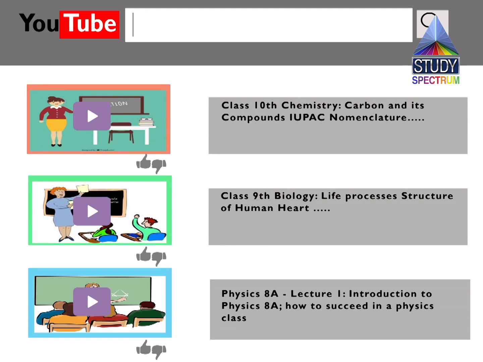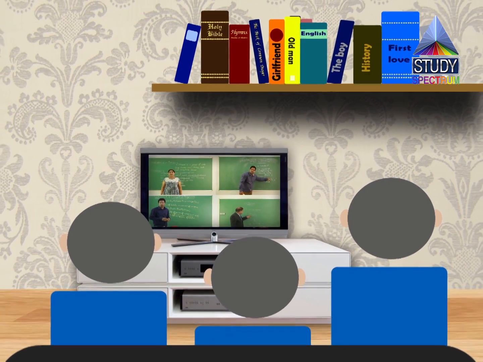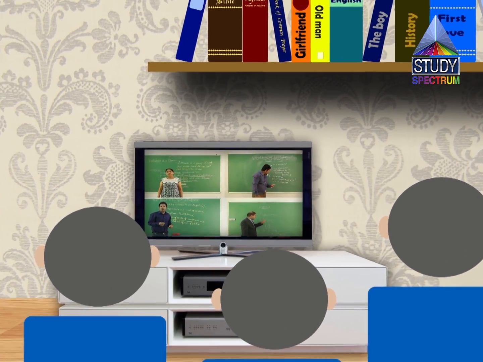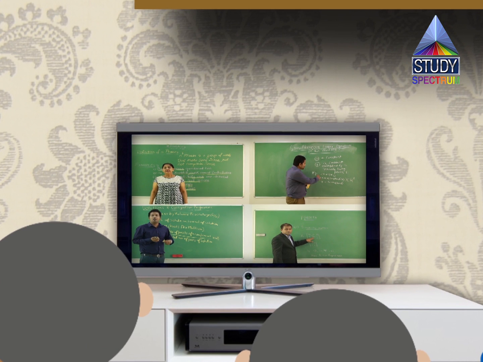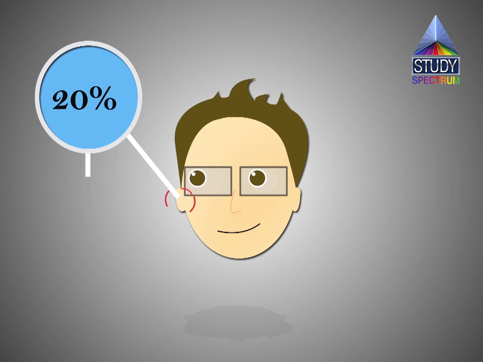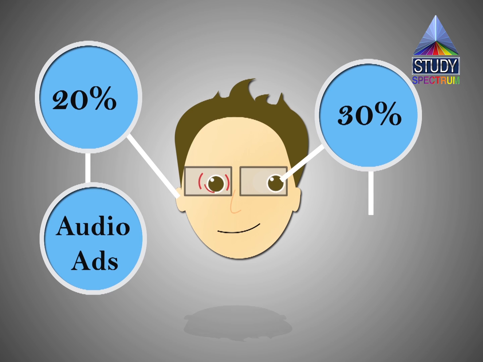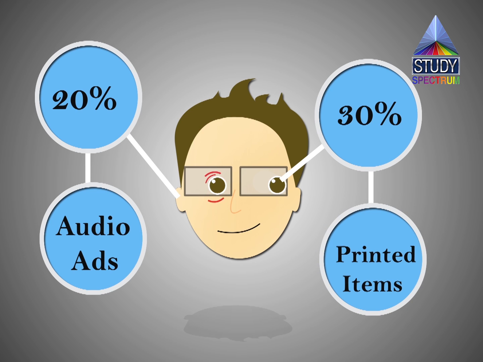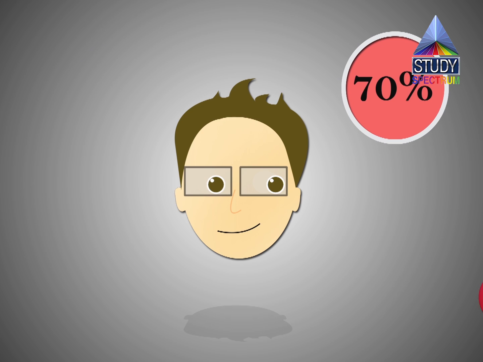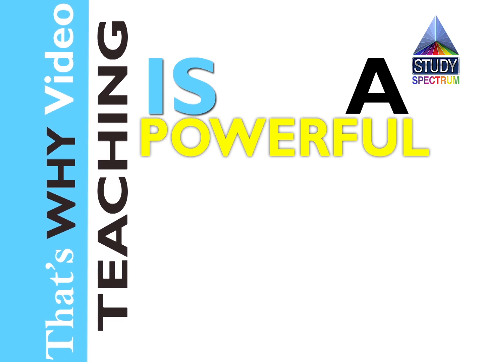YouTube has a lot of information but little of use. This is where Study Spectrum TV channel comes in picture. Every chapter explained by different teachers with different examples and repeat telecasts. We remember 20% of the audio ads we hear, 30% of the printed items we see. But we remember 70% of the audio visuals. That is why video teaching is a powerful medium to learn.